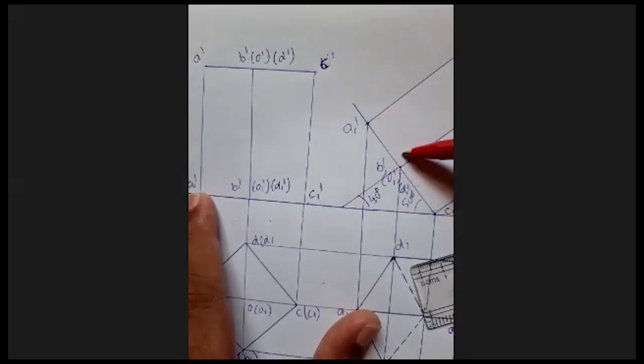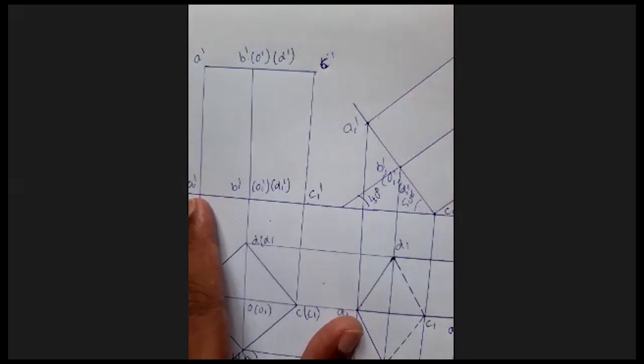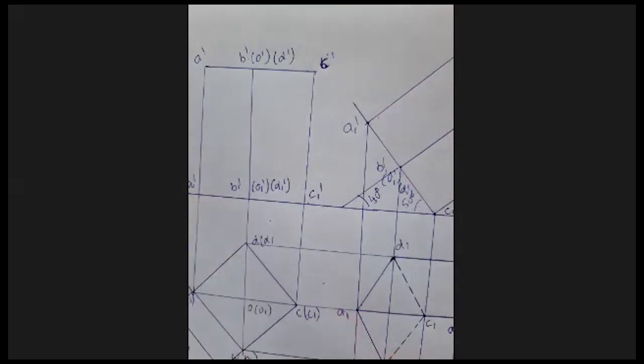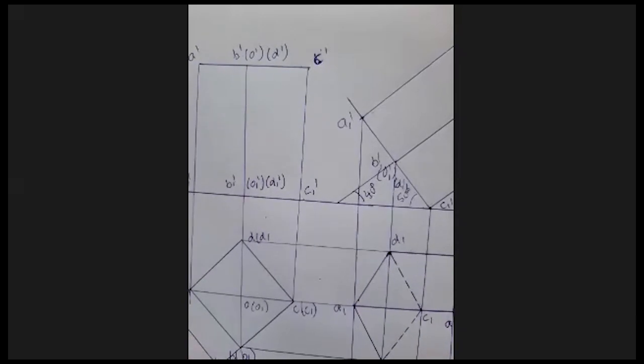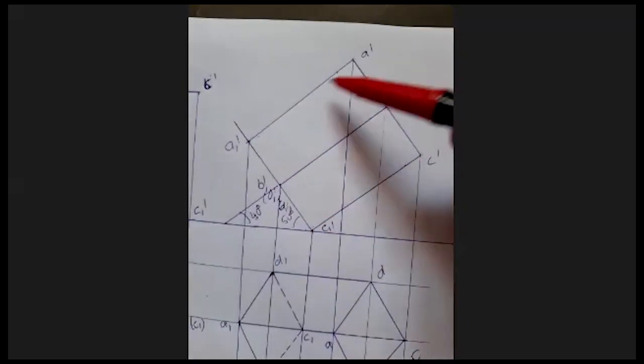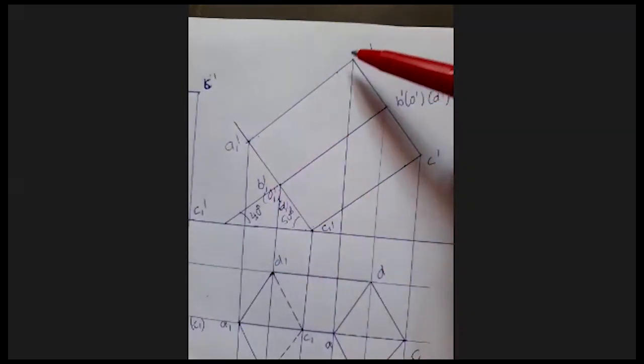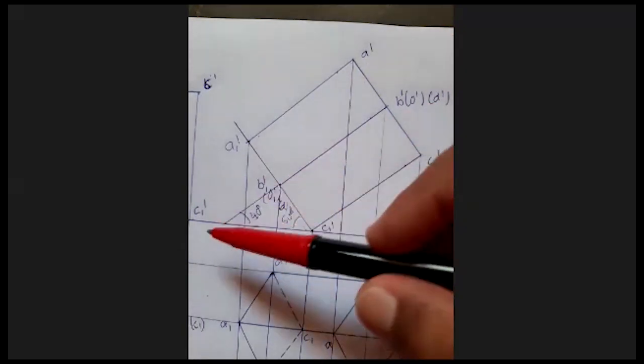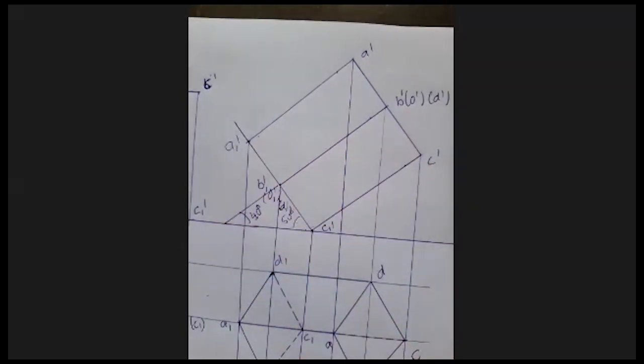Then I'm going to draw a 90 degree line. Then the length of this will be nothing but 60 mm, because the length of the axis, whatever they have given, is 60 mm. So the length of this rectangle is 60 mm here, and this is the length that we are getting in our front view.